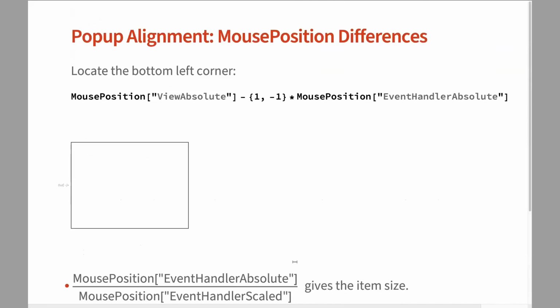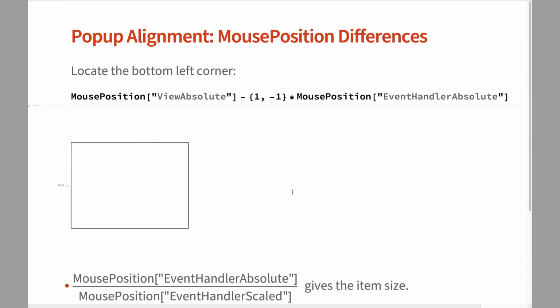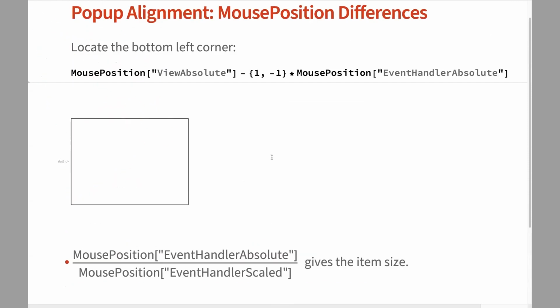Okay, so you can then generalize this to 2 dimensions because, of course, mouse position is returning a 2-dimensional coordinate. If you subtract the event handler absolute from view absolute, then you can get the bottom left-hand corner. That's what's happening here. The top arrow is view absolute, the bottom arrow is event handler absolute, and the difference of them gives the blue arrow, which is pointing to the bottom left corner of the event handler. And of course, this works wherever this is on screen, so you can locate this wherever it is.